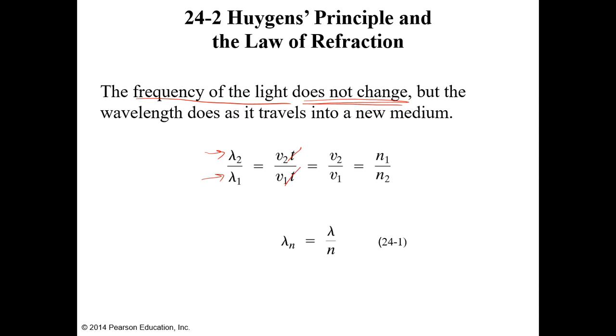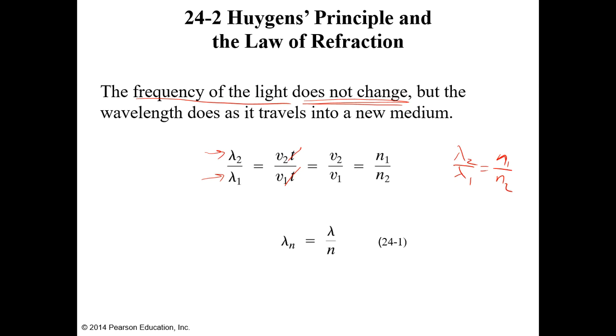And so that gives us the relationship V2 over V1. Well, we saw in the last chapter when we talked about indices of refraction, that V2 over V1 would just equal the inverse ratio of indices of refraction, or N1 over N2. So that means lambda 2 over lambda 1 would equal N1 over N2.